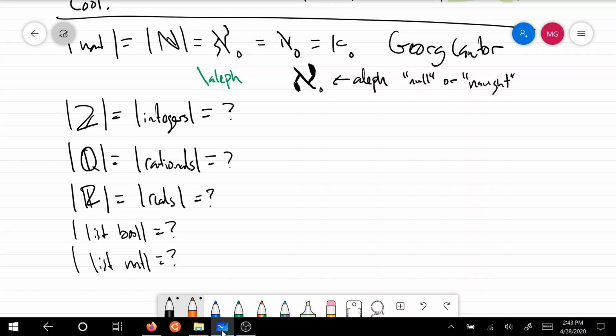Okay, what is the cardinality of the integers? That one's going to also be Aleph null. What about the rationals? Oh yeah, we're going to go Aleph null on that one again. What about list of bool? Oh yeah, how about a little bit of Aleph null? That's a really wonky Aleph. Okay, what about list of gnats? Did anybody say Aleph null? What about the reals? That's going to be 2 to the Aleph null.